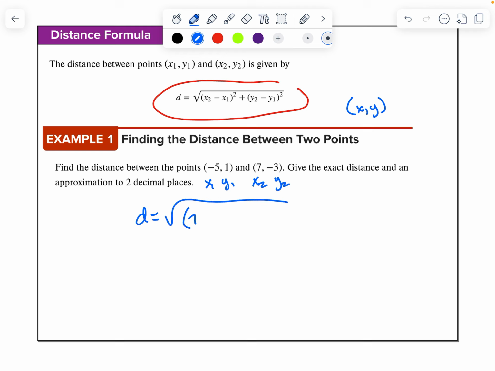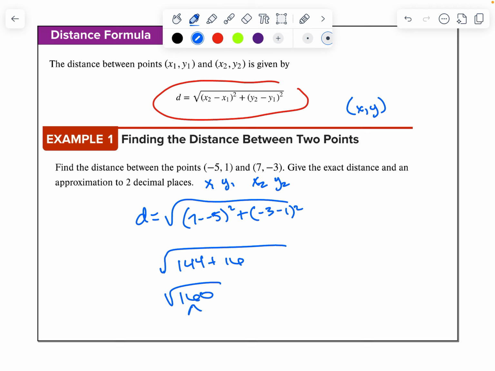x2 minus x1 would be 7 minus -5 squared, plus y2 minus y1 would be -3 minus 1 squared. I tell people always that if you can sub this entire piece into your calculator, the 7 minus -5 squared, that entire thing, sub that into your calculator and get a number, that will help you out. Sub it in exactly how it sits. 7 minus -5 squared, you get 144. -3 minus 1 squared, you get 16. When you add those two together, you get 160.